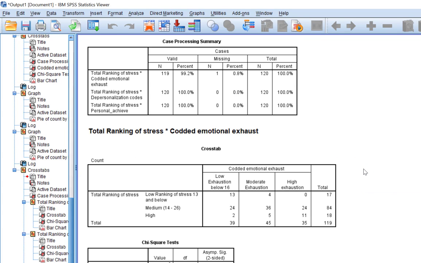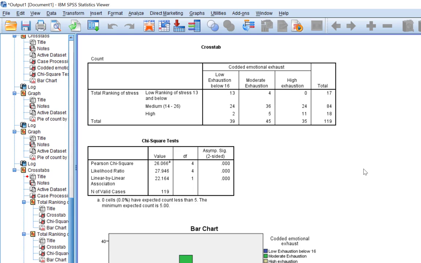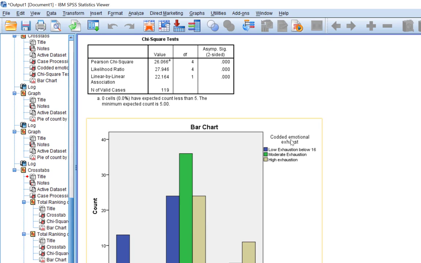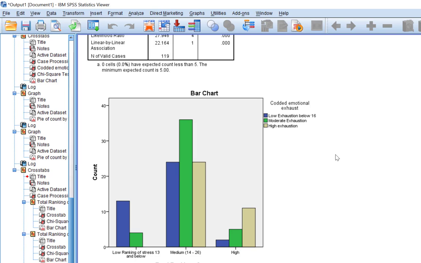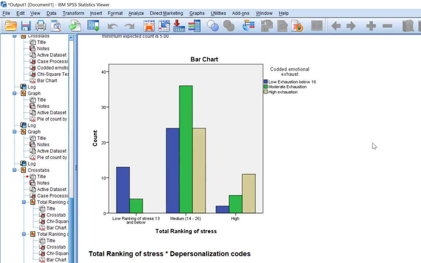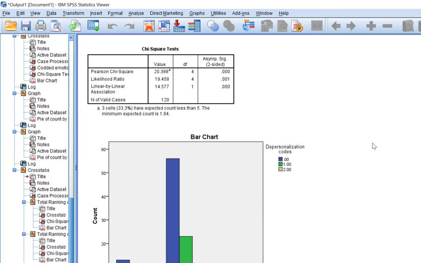Okay. First one, so it's going to do exhaustion and ranking of stress. Okay, so this is the same graph we just saw, except it's a different order. So low exhaustion. This is the same one we saw before, but where there was no high in this group. Okay, that's pretty typical. That's acceptable. Look at this one.